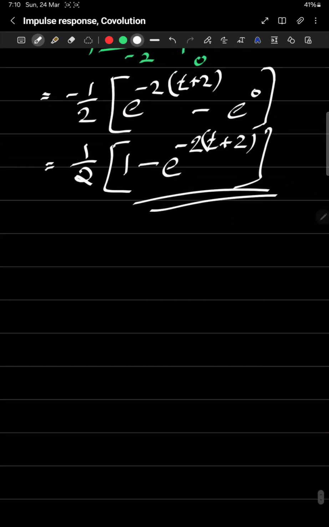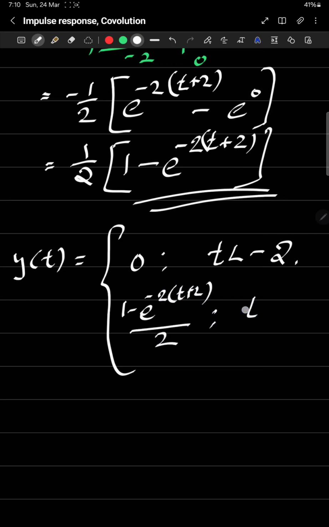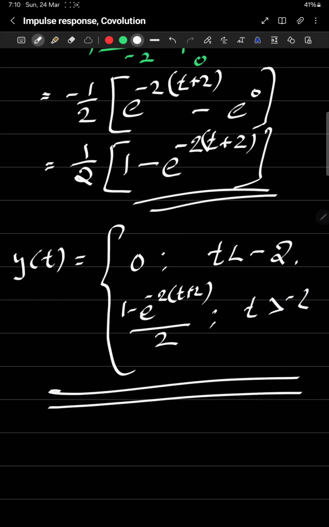So what is your output? Let me conclude it. Your output will be 0 when t is less than minus 2. And your output will be this one: 1 minus e raised to minus 2 into t plus 2, divided by 2, when t is greater than minus 2. So this is the actual output.